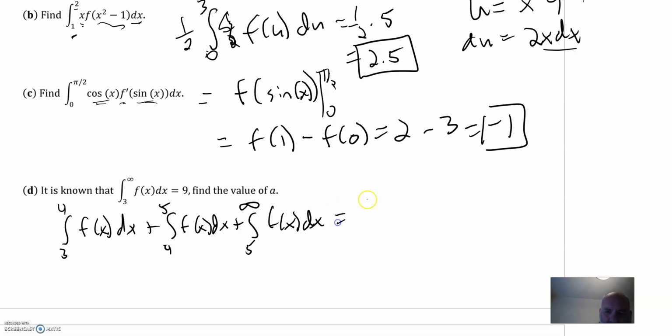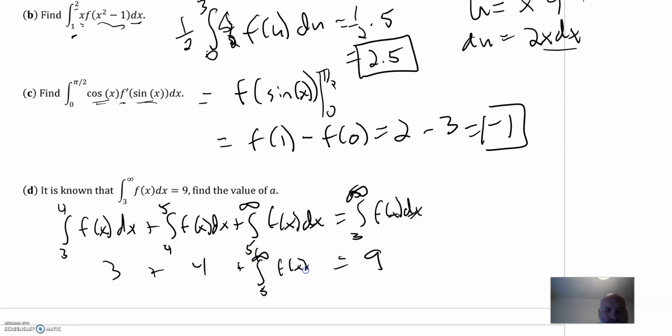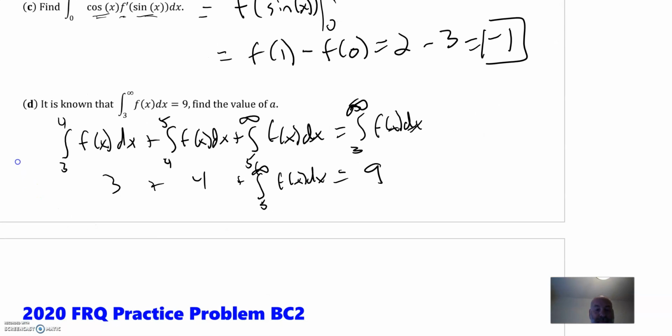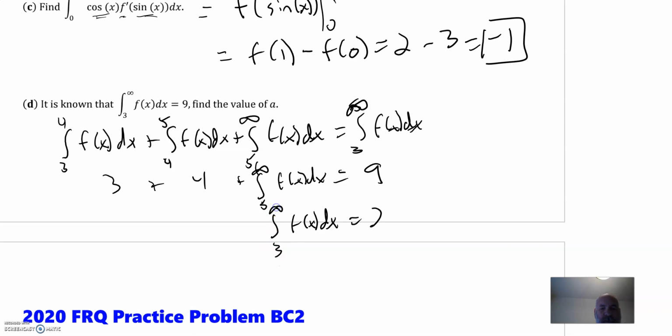All of that is equal to the integral from 3 to infinity of f of x dx. And all this is telling me is, since this one is 9, and I've already worked out above that this is 3 and this is 4, that means that I need to figure out what value of a would make this integral equal to 2. Just subtract stuff over, and so you get the integral of f of x dx equals 2. And so now I need to figure out what value would make that work.